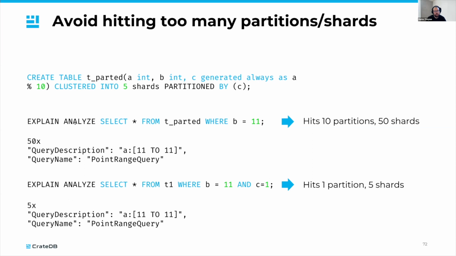So if you do a query like that, where you filter on the B column, which is neither A nor C, you hit all 10 partitions, all 50 shards of it. And I will show in the example how the explain analyze looks in the terminal. But if you filter also on the partition column, then you hit only one partition, so only 5 of those shards.